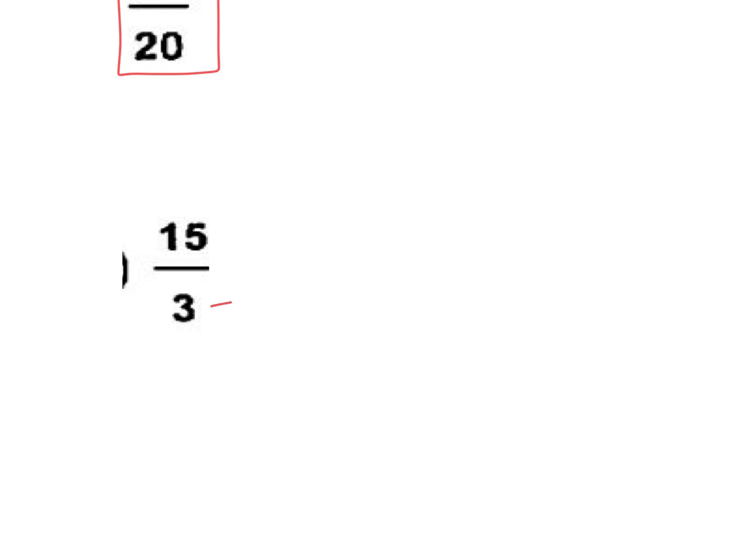15 over 3, they can both be divided by 3. 15 divided by 3 is 5. 3 divided by 3 is 1. This is an improper fraction. We'll talk about that more, but it's in simplest form now.